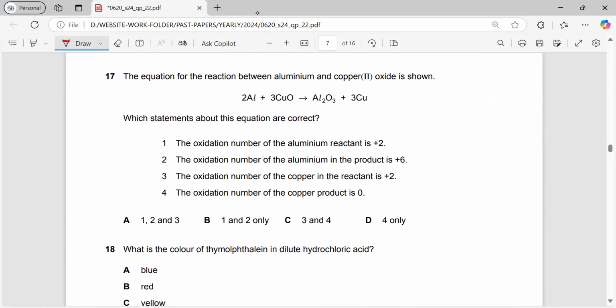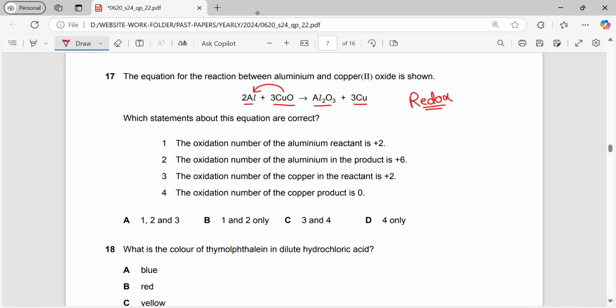Number 17. The equation for the reaction between aluminium and copper oxide is shown. So we have aluminium plus copper oxide gives aluminium oxide plus copper. This equation is also a redox equation because here the transfer of oxygen is happening. The copper oxide is giving its oxygen to aluminium. So aluminium has oxygen later on and copper oxide is reduced to copper. Which statements about this equation are correct?